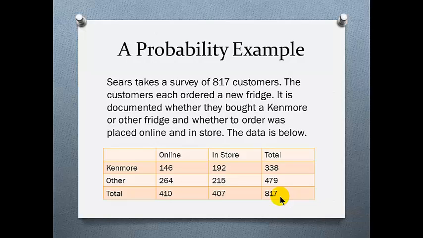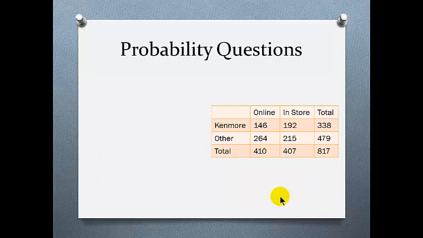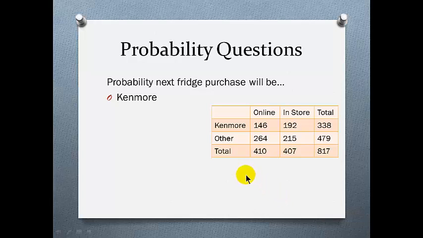Now we're going to start doing some probability with this data. For example, what's the probability the next fridge purchased would be a Kenmore? Well, we need to know how many are Kenmores out of how many totals. So we want all the Kenmores, so we'll come over here to our total of 338 out of the 817 total. When we divide on our calculator, we get a probability of 0.4137.